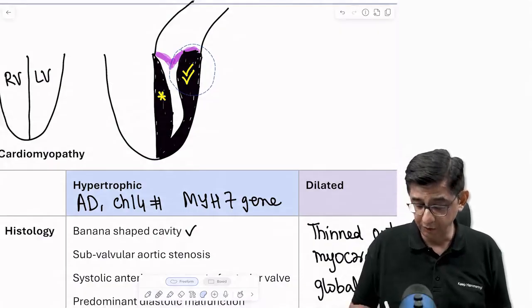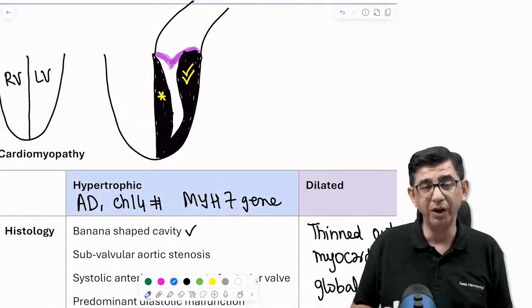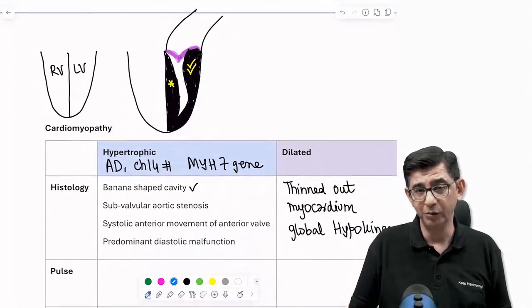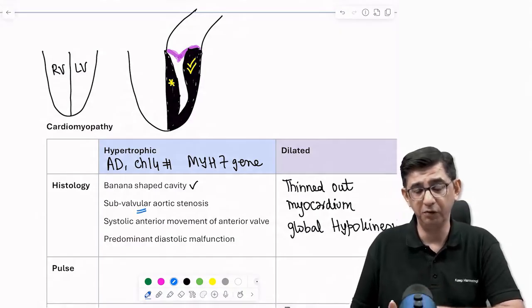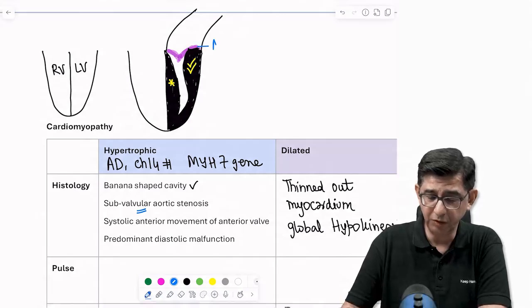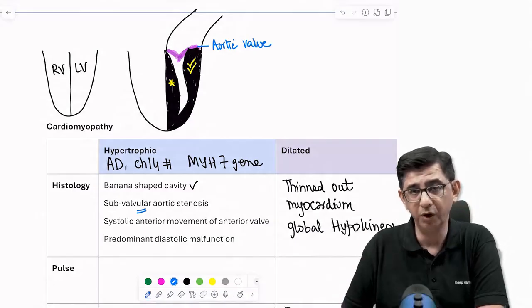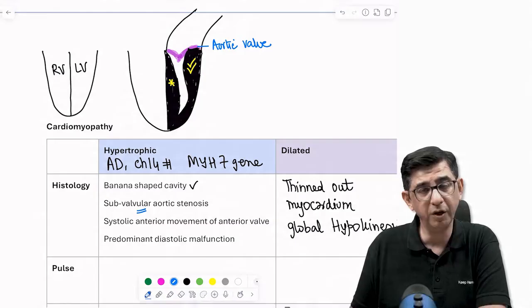So the technical word they use for this is dynamic left ventricular outflow tract obstruction. The simple English word would be subvalvular, because the problem is below the aortic valve. You can see here I've shown the leaflets of the aortic valve. The problem of that speed breaker is below the aortic valve, and therefore the word is subvalvular aortic stenosis.